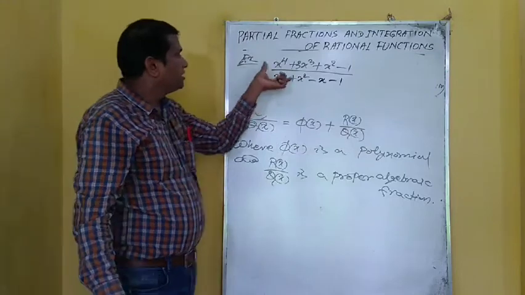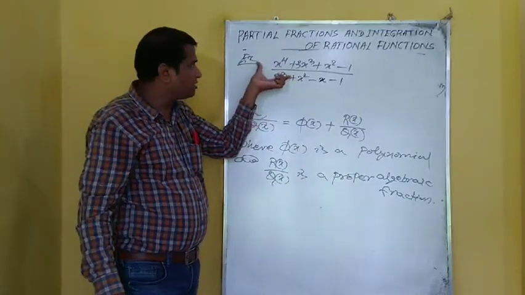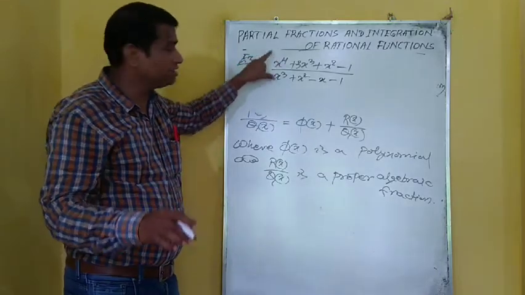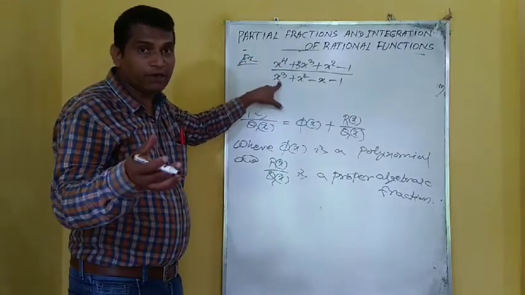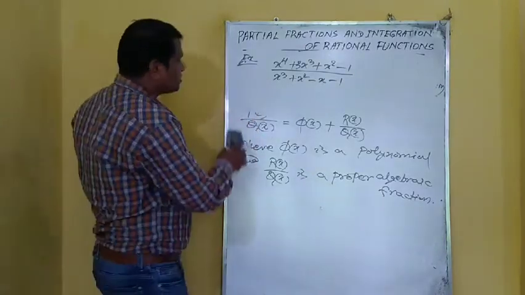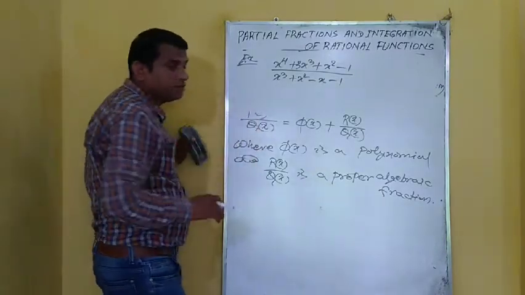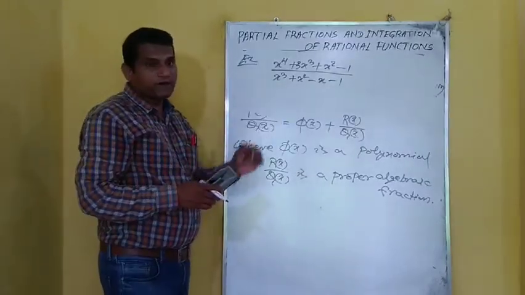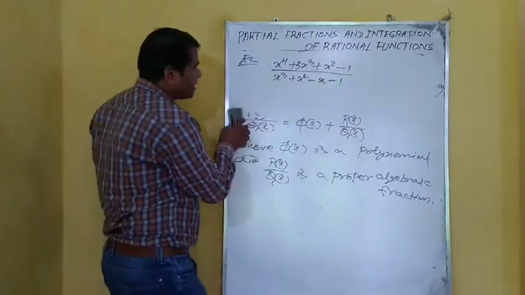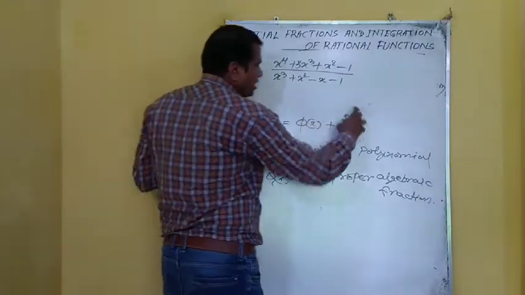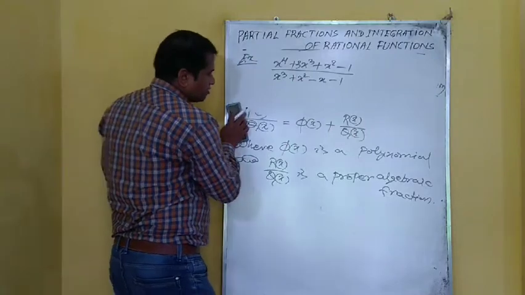That is an improper algebraic fraction because the degree of the numerator is 4 and the degree of the denominator is 3. So the degree of the numerator is greater than the degree of the denominator. So it is an improper algebraic fraction. Now we make it as the sum of a polynomial and a proper algebraic fraction.